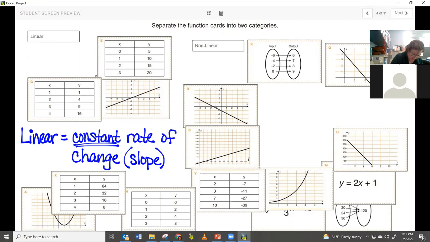Kyla, you are getting there, girl. Everything that you have in that linear group, Kyla, is correct. There are 3 cards that you have in the nonlinear group that actually belong in the linear group. Kyla, there are 3 cards that are in your nonlinear group that actually belong in your linear group. But everything that you have in the linear group so far is fantastic.